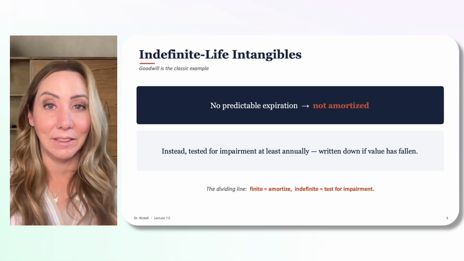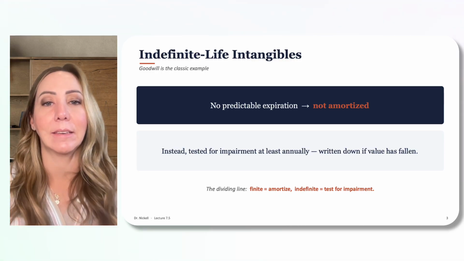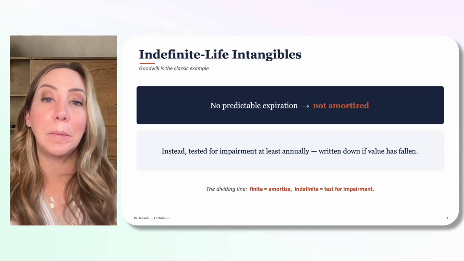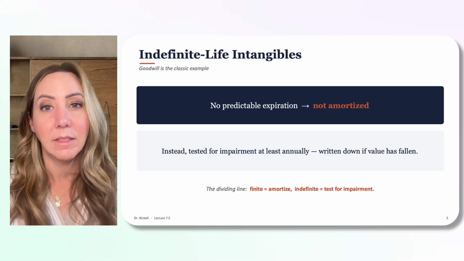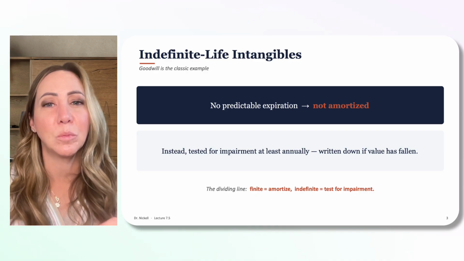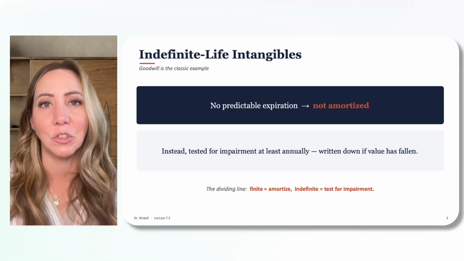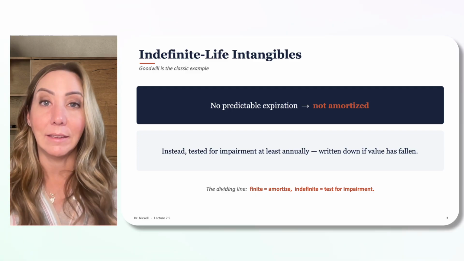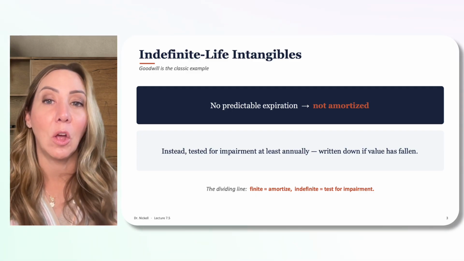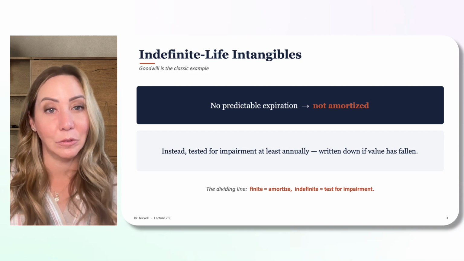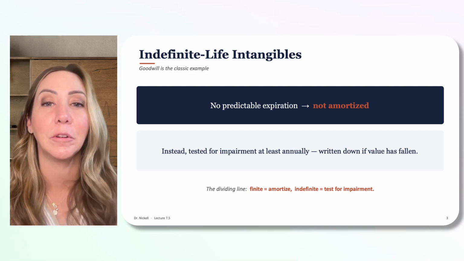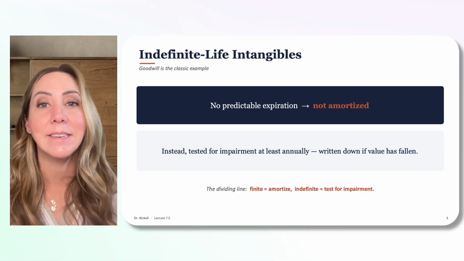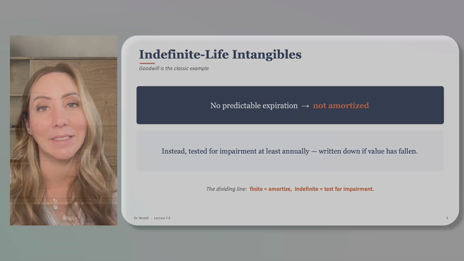Now, back to indefinite life intangibles. Goodwill is the classic example. It's not amortized. Think about why. Goodwill represents things like reputation and customer loyalty that don't have a predictable expiration date, so spreading the cost over some arbitrary number of years would just be guessing. Instead of amortizing, these assets are tested for impairment, at least annually. We check whether the asset has lost value, and if it has, we write it down. We'll cover the mechanics of impairment later, but for now, the key fact is the dividing line. Finite life means amortize. Indefinite life means test for impairment instead.